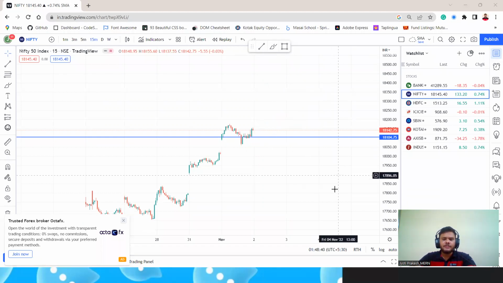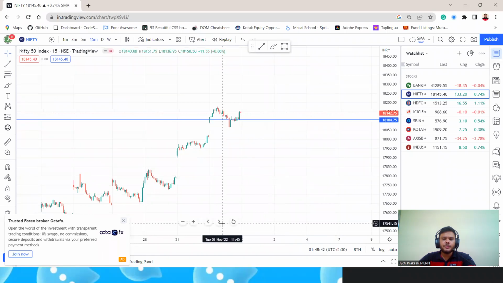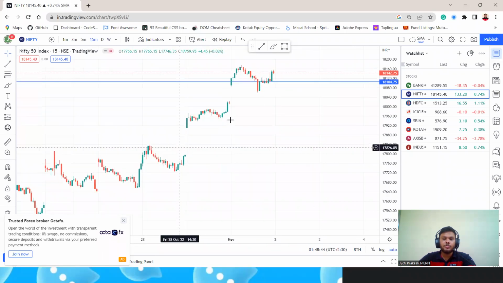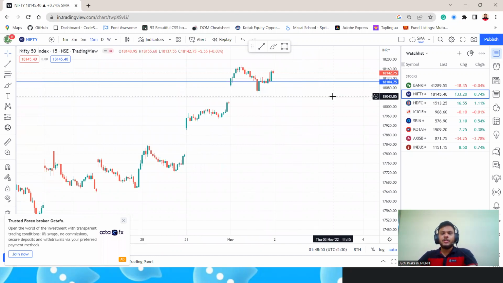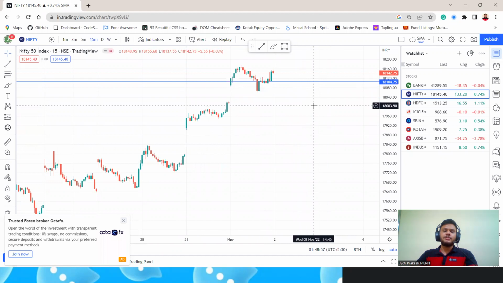Okay, but for tomorrow, Nifty looks positive to me if it opens flat or opens gap up, and if it closes above 18,170, then we're going to take it for buying. For a negative scenario, it needs to close below 18,100 or near 18,000, round about 18,000. After that, you can take it for any selling trade.